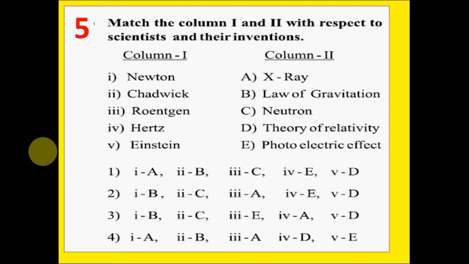Question number 5. Match column 1 and column 2 with respect to scientists and their inventions. Column 1: 1 Newton, 2 Chadwick, 3 Rontgen, 4 Hertz, 5 Einstein. Column 2: A X-ray, B law of gravitation, C neutron, D theory of relativity, E photoelectric effect.